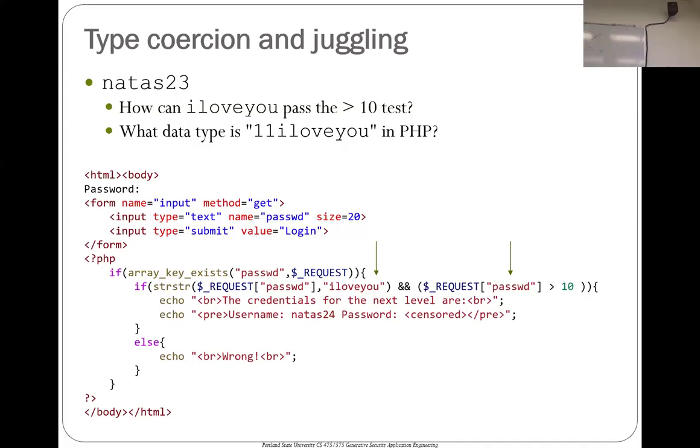This gets turned into 11, which is greater than 10. And then this is a substring match, which is going to match "I love you". This is a subtle bug. I think the LLM is going to figure this one out. But you'll see. So then you just send this as a password, and then you solve the level.